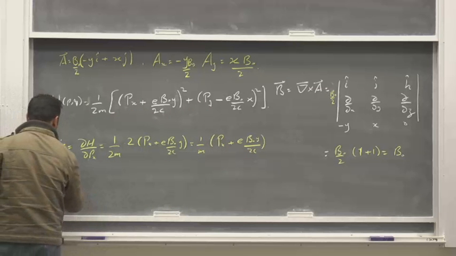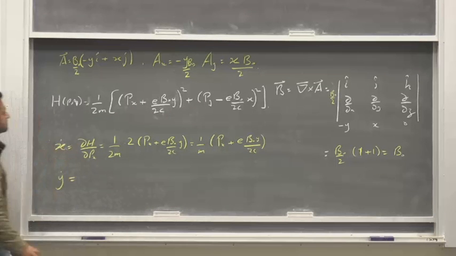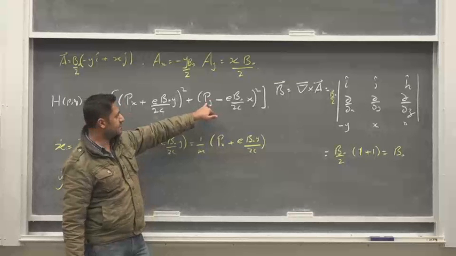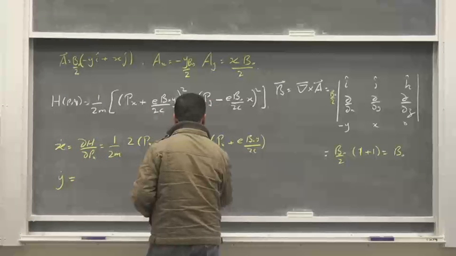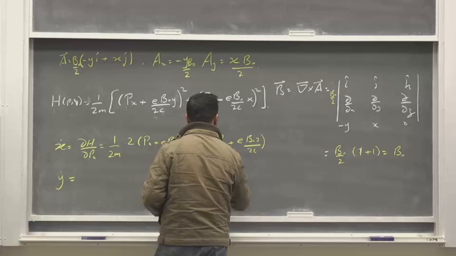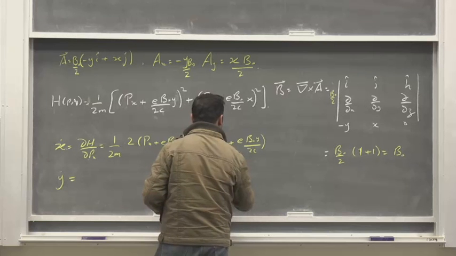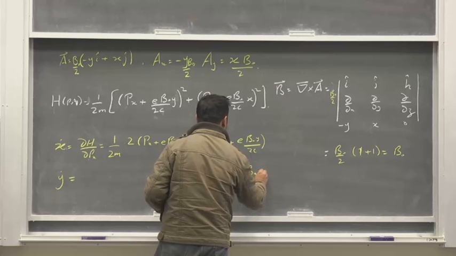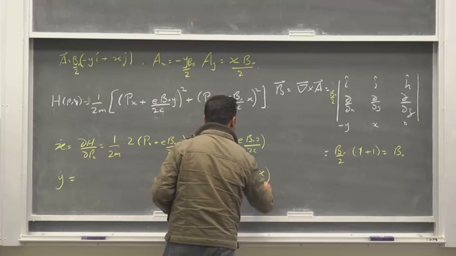For y dot, I'm just differentiating with respect to this guy. It's going to give me 1 over m py minus e v naught x over 2c.